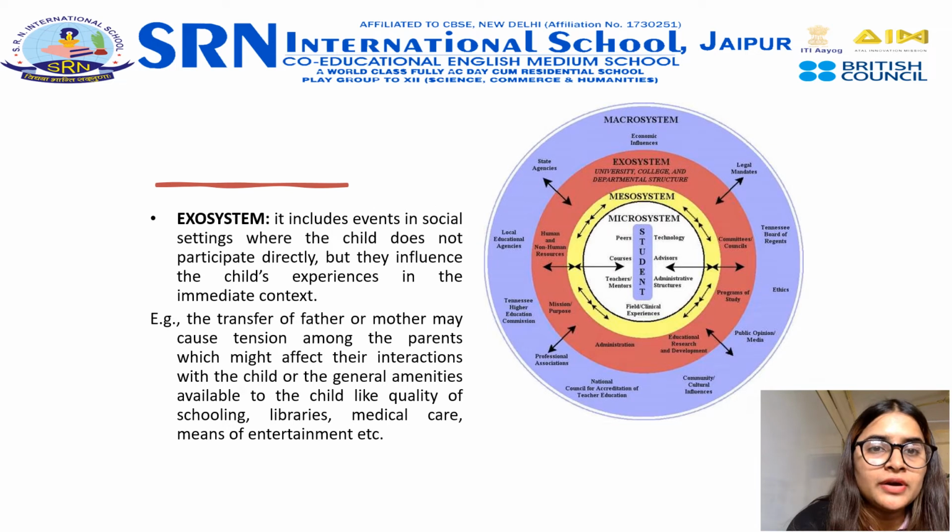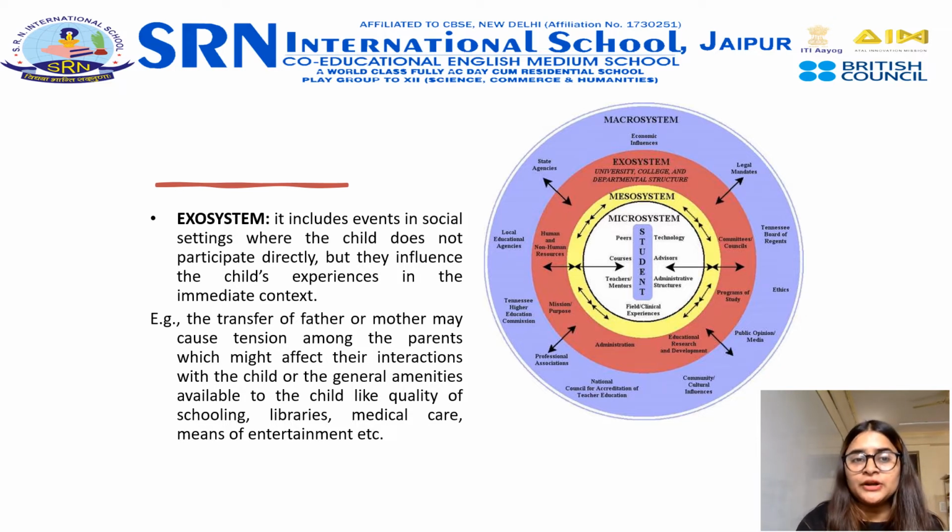Alright, now let's discuss the exosystem. Now, this includes events in social settings where the child does not participate directly, but they influence the child's experiences in the immediate context. For example, the transfer of father or mother may cause tension among the parents, which might affect their interaction with the child, or the general amenities available to the child, like quality of schools, libraries, medical care, means of entertainment, etc.